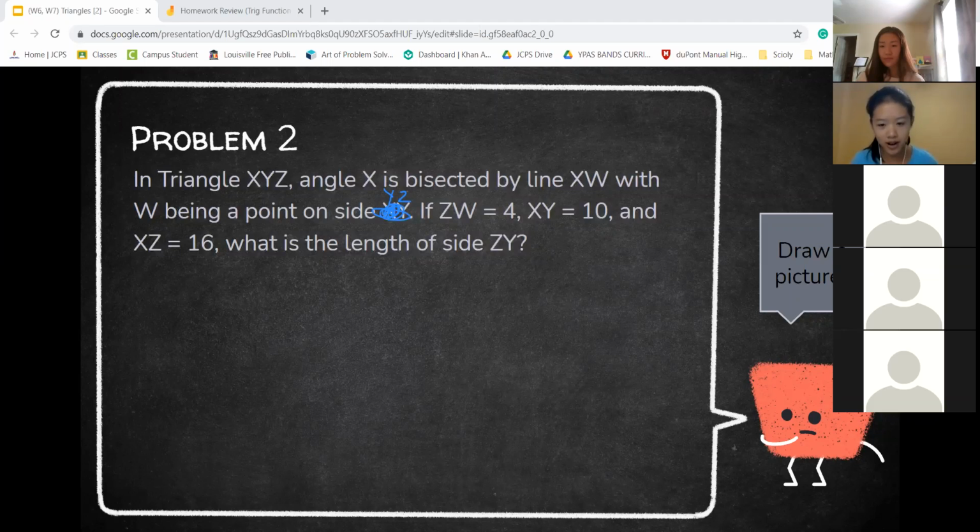By the way, for everyone who's solving, we're solving for ZY. Some of you have WY, you're almost there. You just need to solve for ZY.